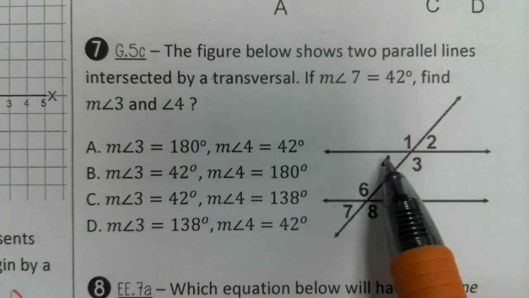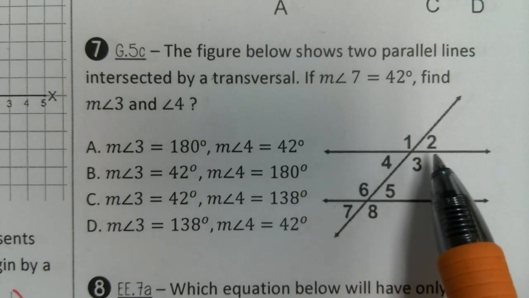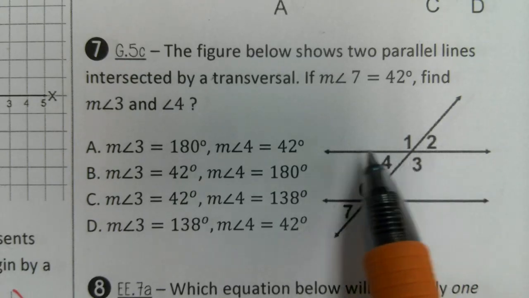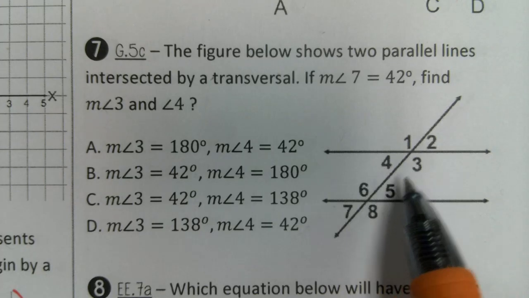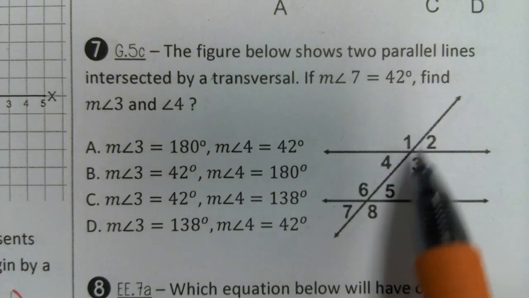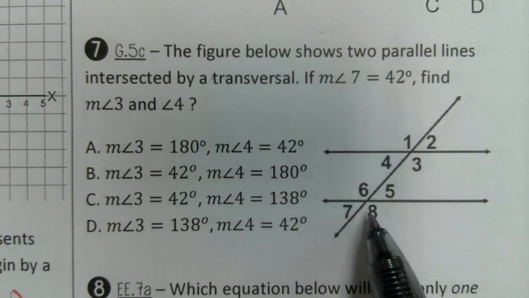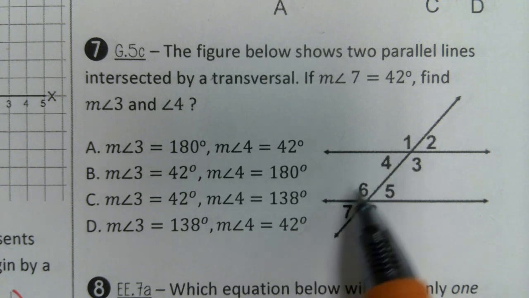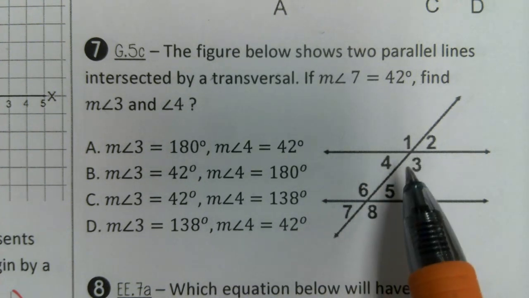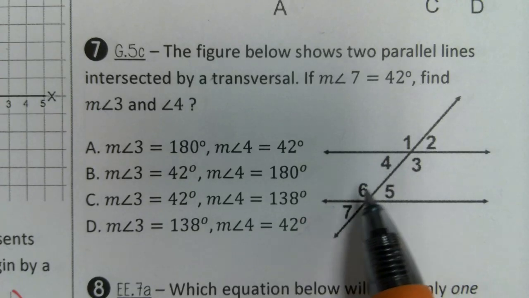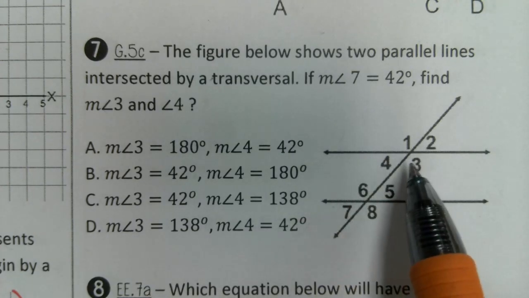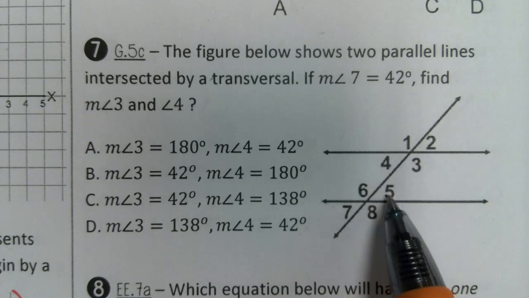remember vertical angles, opposite angles when two lines intersect, supplementary angles, two angles that make a straight line, corresponding angles, angles that are in the same position like 2 and 5, 3 and 8 are corresponding. 4 and 7 are in the same position, they're corresponding. 1 and 6. We have alternate interior angles, opposite sides of the transversal and inside the parallel lines, like 3 and 6 and 4 and 5.